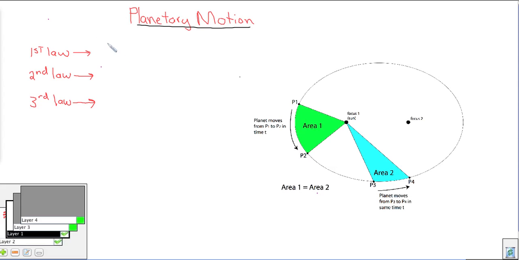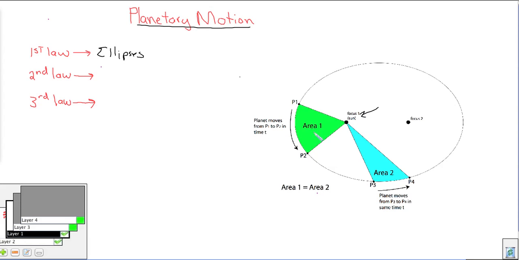His relationships look like this. He developed three laws based off Brahe's charts. He found that the planets move around the sun in an elliptical shape. So that's his first law, this idea of ellipses. The characteristic part of an ellipse is that it has two focuses, and we would say that the sun is at one of those focuses.